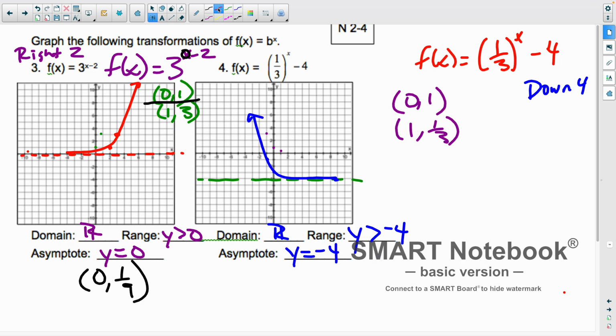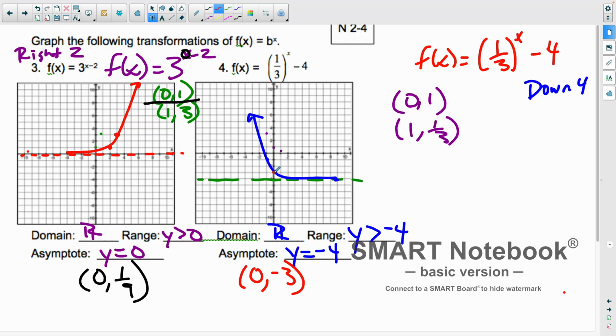One last one on this one. What's my y-intercept? Zero, -3. I could see it right there. The other thing is this. What is 1/3 to the 0 power? 1. Minus 4 is -3. Okay?